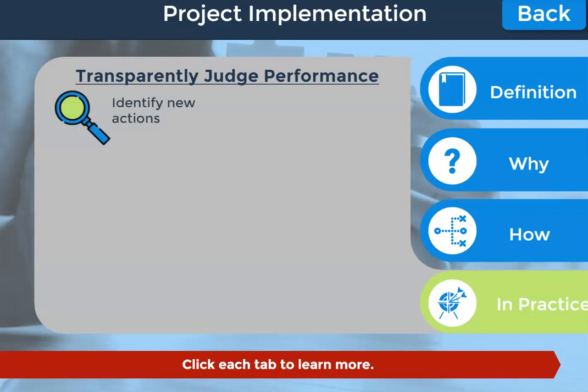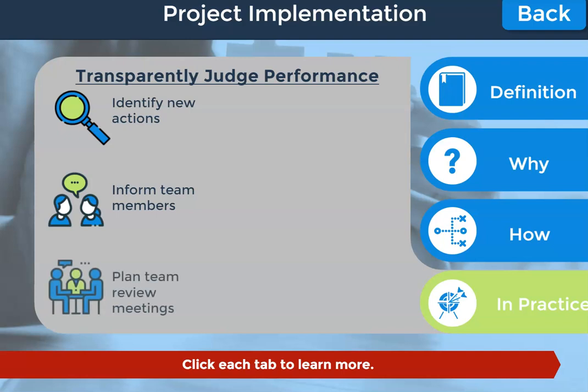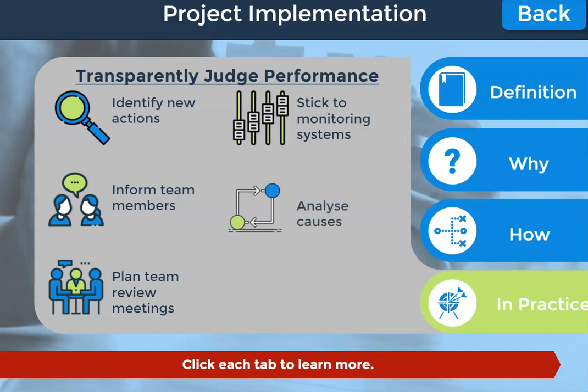Identify, agree, and delegate new actions as appropriate. Inform team members and those in authority about developments clearly, concisely, and in writing. Plan team review meetings. Stick to the monitoring systems you established. Analyze causes and learn from mistakes. Identify experts in the team and use them.